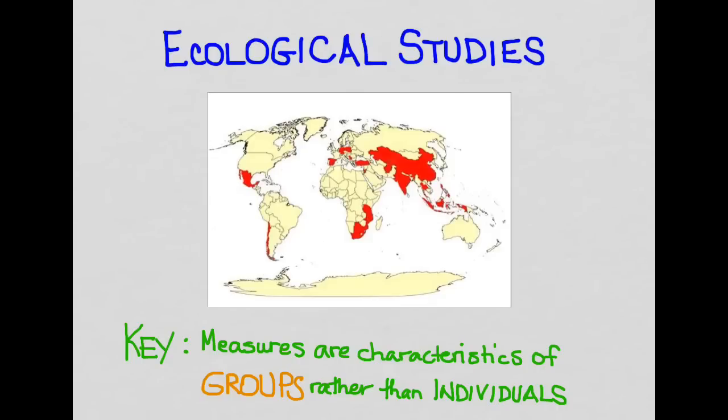So the key to ecological studies is that the measures in the study are characteristics of groups rather than individuals. So this map here shows, for example, one measure might be the rate of hypertension in a particular country, and you may link that prevalence of hypertension in the country to some exposure, okay? And that exposure is also a country level variable. So, for example, the amount of salty products that are sold annually in the country, and link that to hypertension in the country. So the point is that while many studies are looking at individuals, ecological studies are looking at groups.